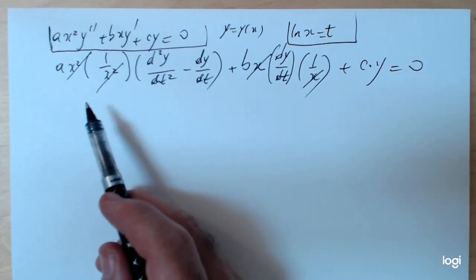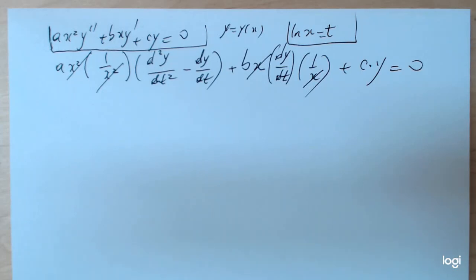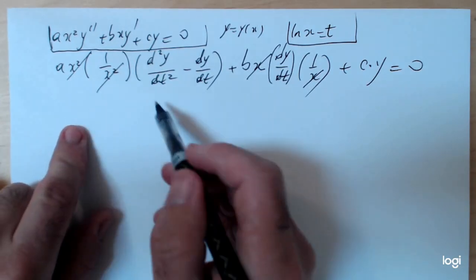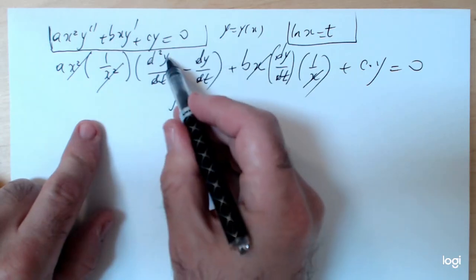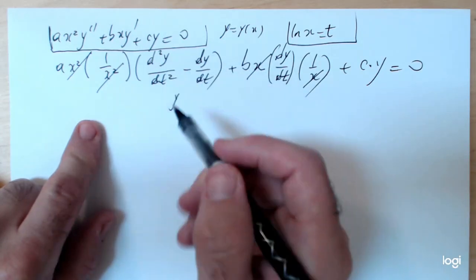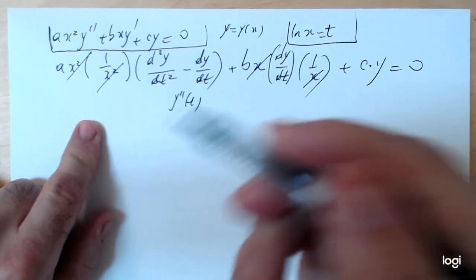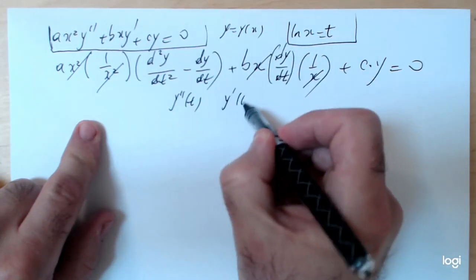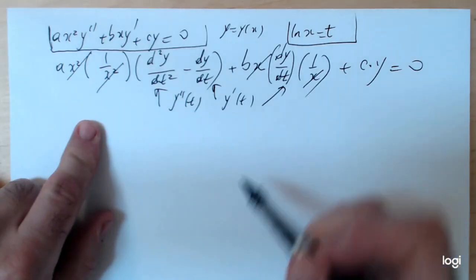And when you do that substitution into the ODE, x will cancel. So at this point, you could replace dy/dt and d²y/dt² by y prime or y double prime, meaning y double prime of t, y prime of t, right? So we could do this substitution over here.